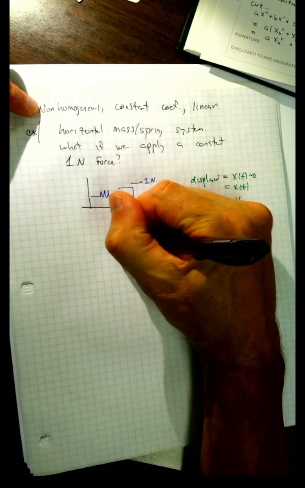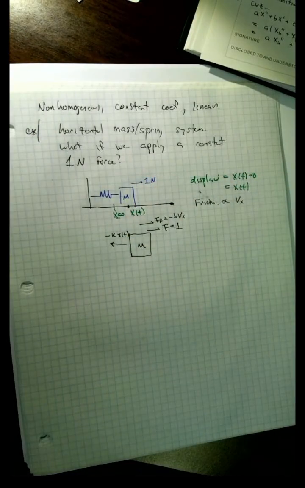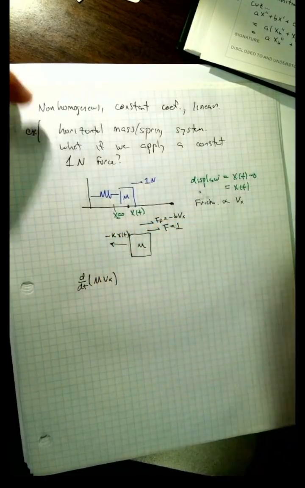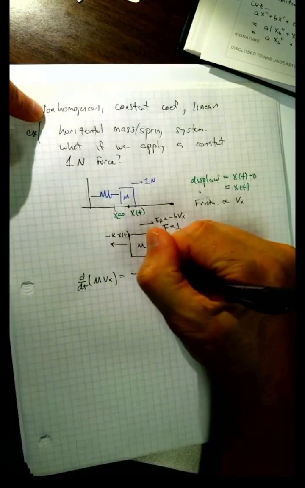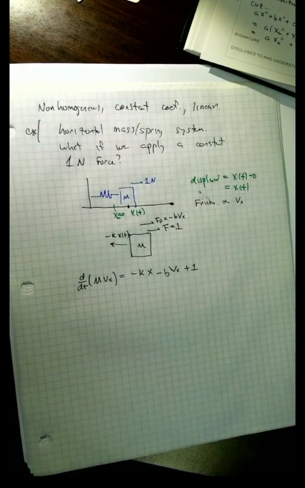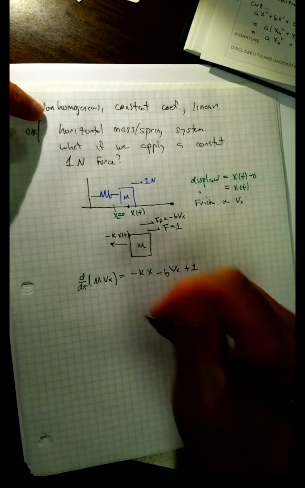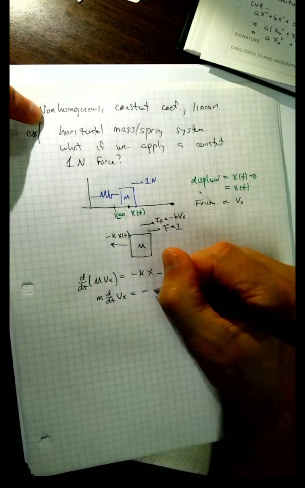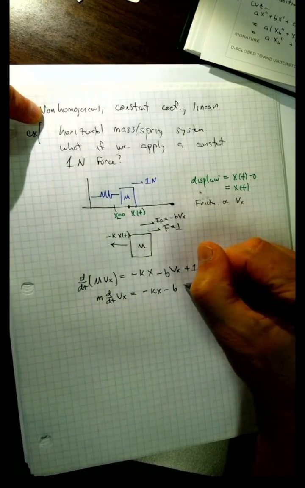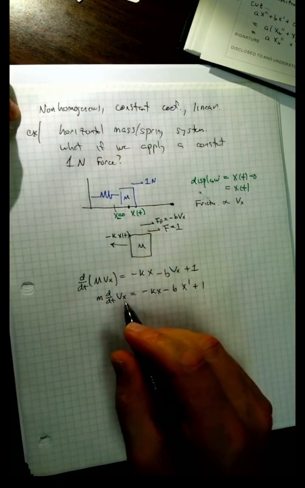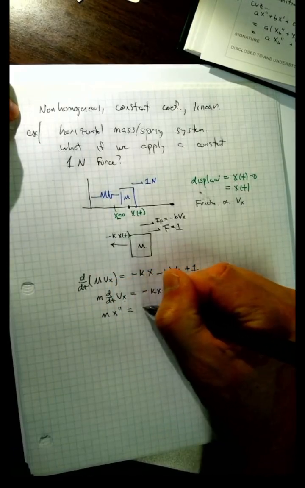And for the spring, we're going to assume a linear spring satisfying Hooke's law. So the force is going to be minus k x of t. So now applying Newton's second law, the derivative of the momentum is going to be the sum of the forces. So I have minus kx minus b v, and then a plus 1 due to that 1 Newton force. So for the mass is constant, I can pull that out from the derivative. And the velocity then is going to be the derivative of the position. I'm just going to add the 1. And the derivative of the velocity is the acceleration, and that's the second derivative of the position.